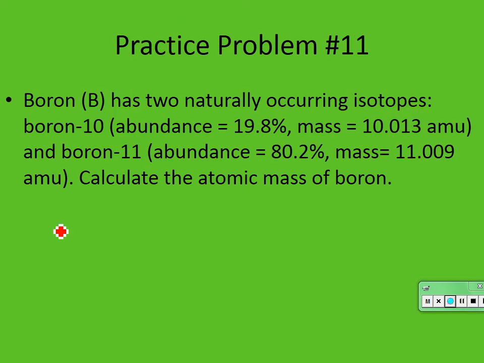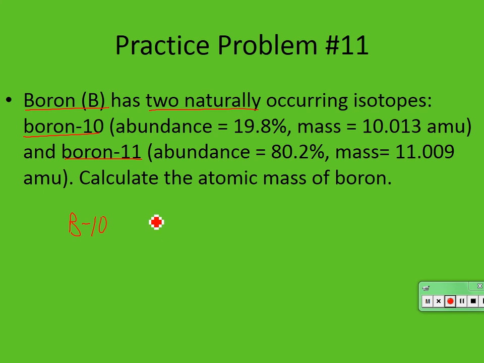Okay. Let's do practice problem 11. This one comes from the periodic table. What element are we talking about? Boron. So when you're done, look at boron on the periodic table and see if you got it right. Okay? Let me help you get started. It has two naturally occurring isotopes, boron 10 and boron 11. So what I would do is just put B10, or boron 10.